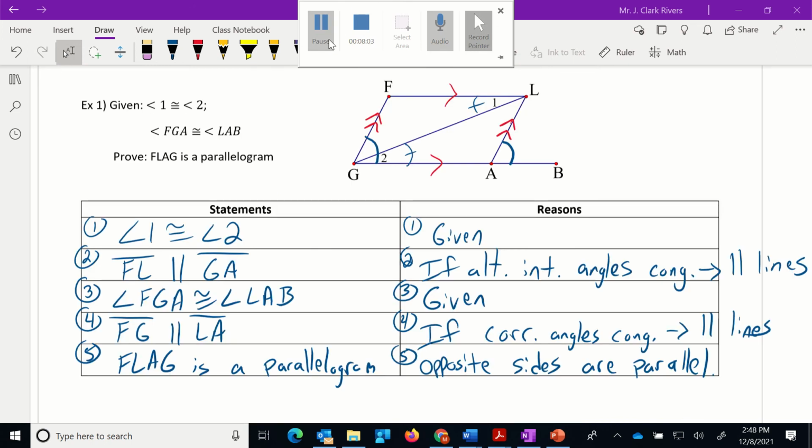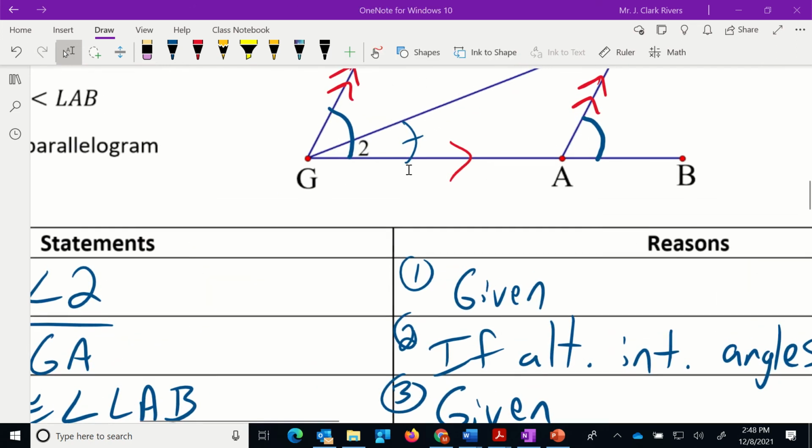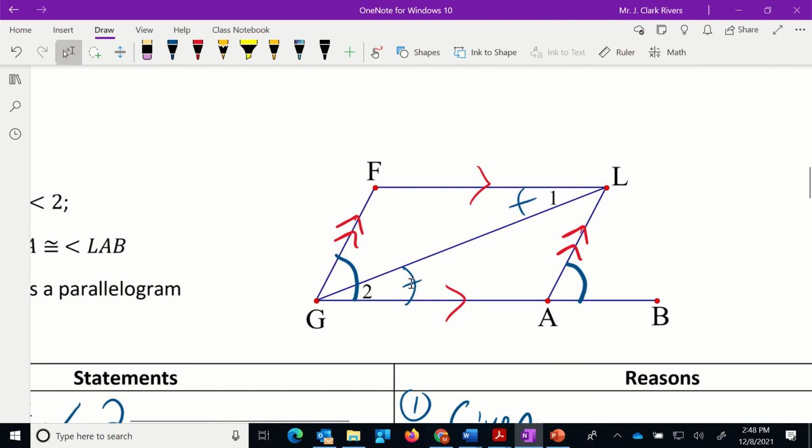All right, so looking at this, we know that angle 1 is congruent to angle 2. These are alternate interior angles relative to the top side and the bottom side. So if alternate interior angles are congruent, then lines are parallel. FL has to be parallel to GA.